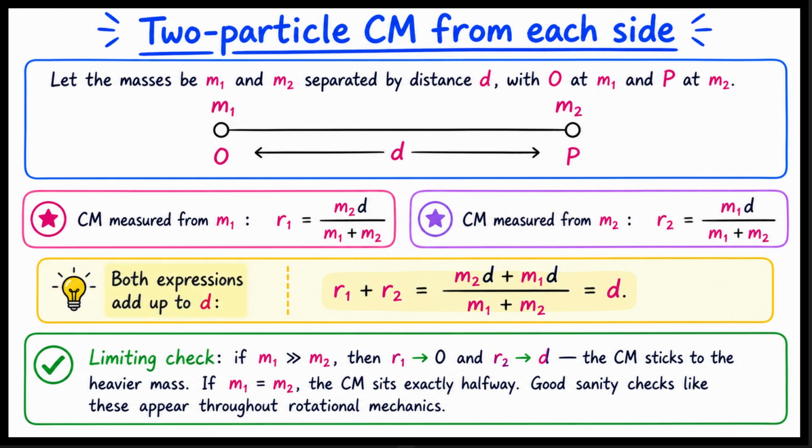A quick limiting check. If m1 is much greater than m2, then r1 tends to 0 and r2 tends to d. The center of mass sticks to the heavier mass. If the two masses are equal, the center of mass sits exactly halfway between them. Sanity checks like these will keep reappearing throughout rotational mechanics.